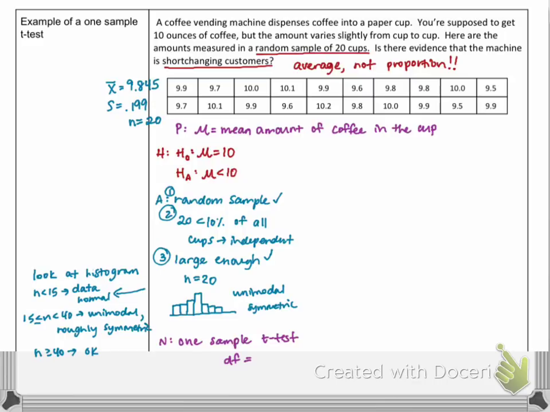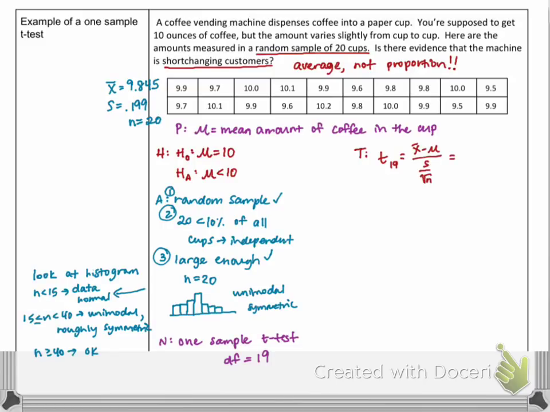Once you name the test, you're going to also have to give me the degrees of freedom. So pause, write down what the degrees of freedom here are. So since our sample size was 20, your degrees of freedom should be 19.